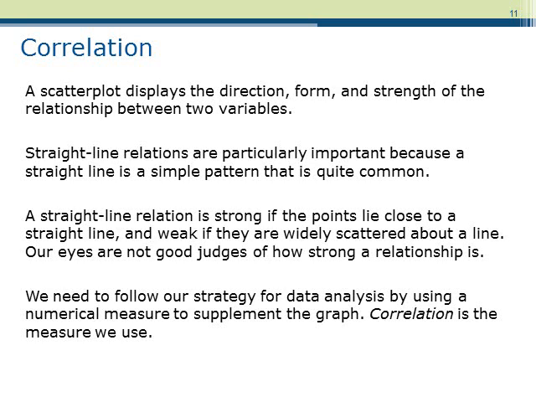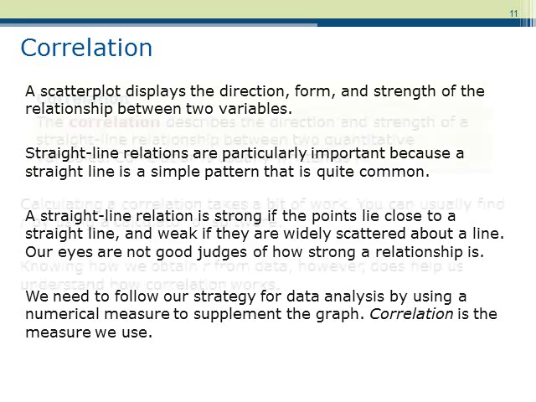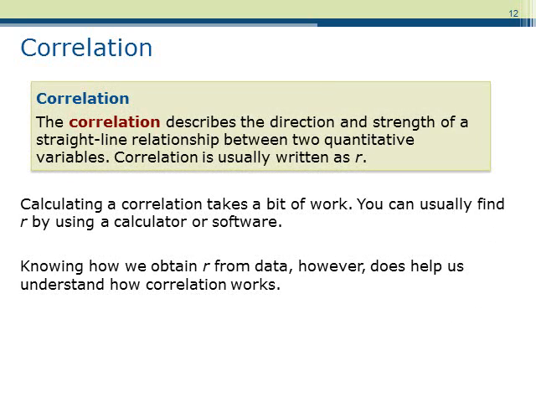However, our eyes are not very good for judging how strong the relationship actually is. Because of this, we need to follow our strategy for data analysis by using a numerical measure to supplement the graph. And this is where correlation will come in. The correlation describes the direction and strength of a straight line relationship between two quantitative variables. Correlation is usually written as an R.